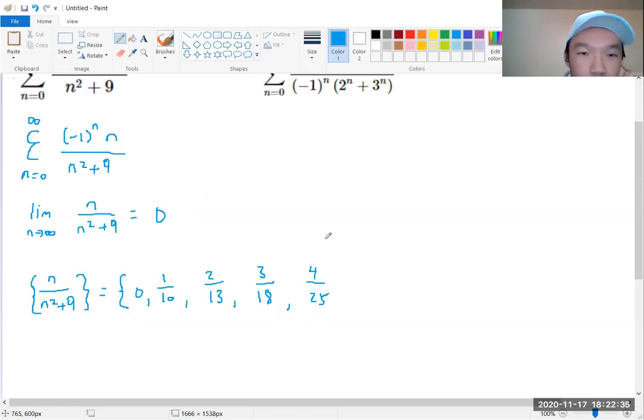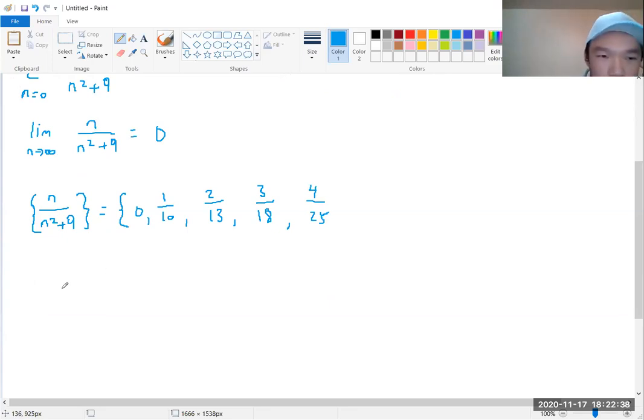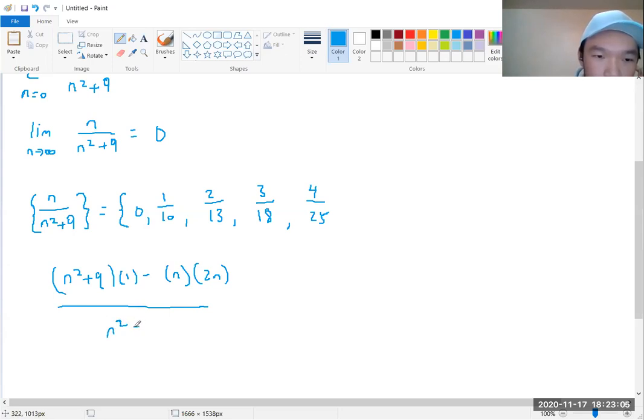I'm going to have to, let's go ahead and take the derivative. The derivative, well, you need the quotient rule, right? So it would be the bottom times the derivative of the top, minus the top times the derivative of the bottom, all over the bottom squared. Okay, so that's the derivative.